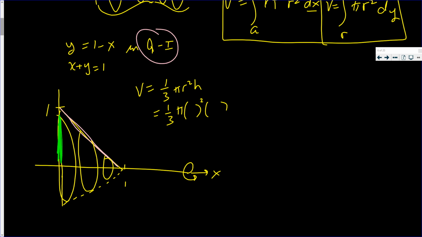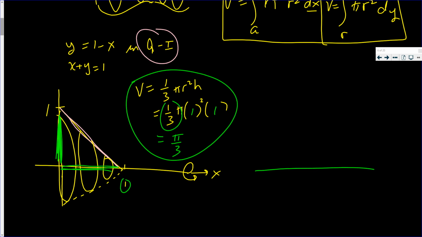But let us do this using calculus. Let us see if we can get the same answer. So that's 1, that's 1, and we are revolving around the x-axis.